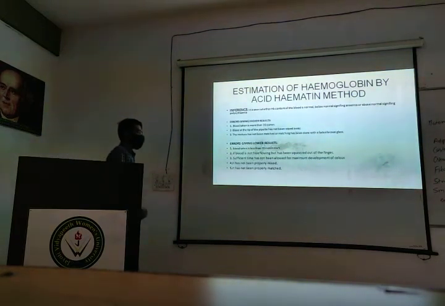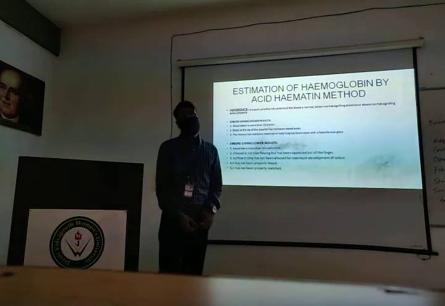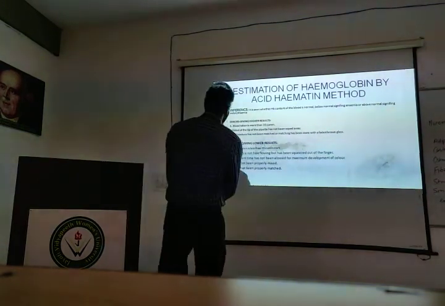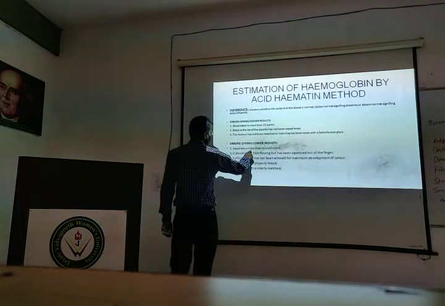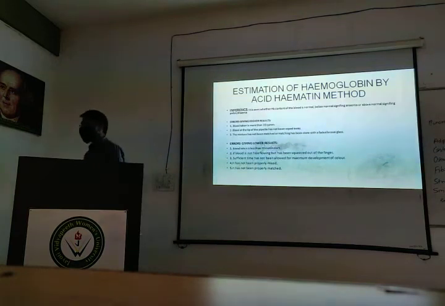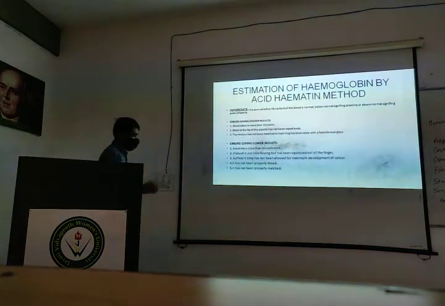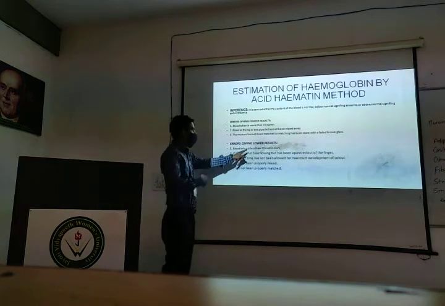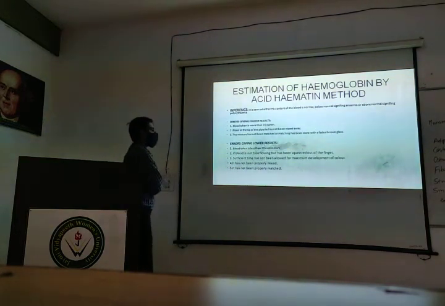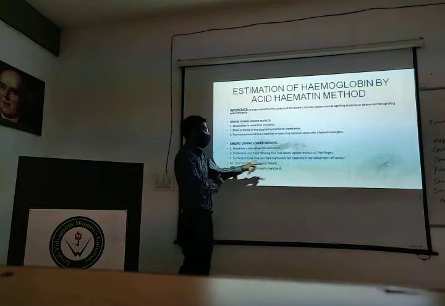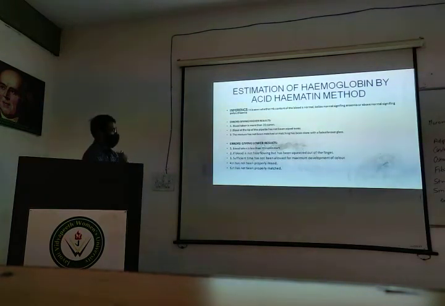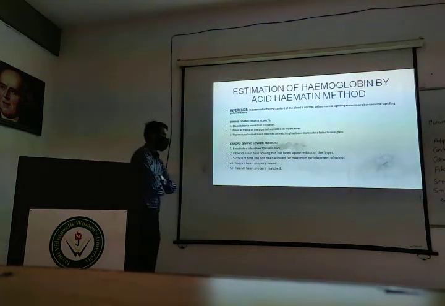Errors giving lower results. When can we get lower results using this hemoglobinometer method? First, blood taken is less than 20 microliter. This is obvious: if we don't fill up to the 20 microliter mark, there will be a low result in the hemoglobin percentage. If blood is not free flowing but has been squeezed out of the finger, we can also get a lower result in the hemoglobin percent.